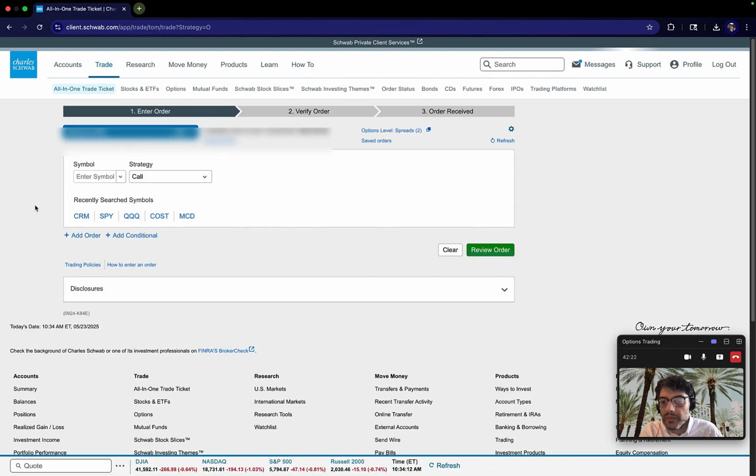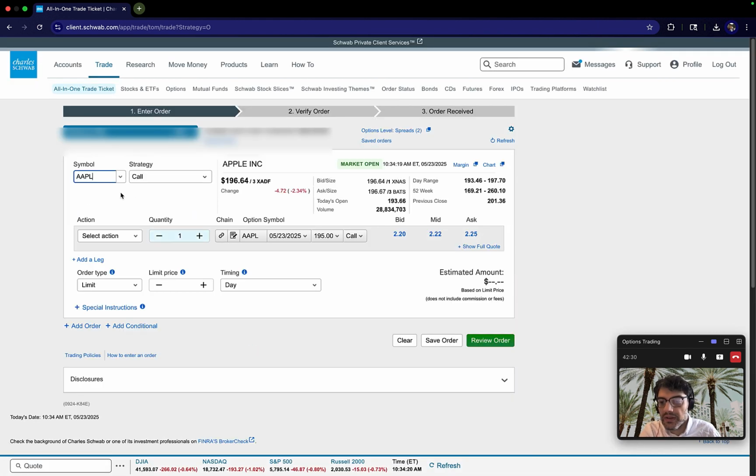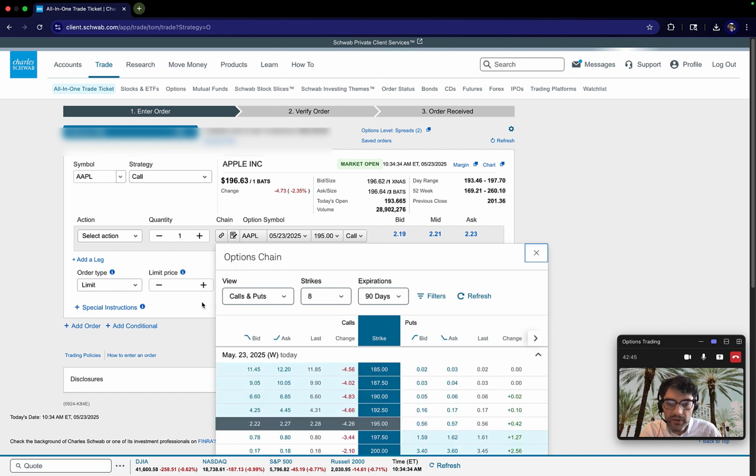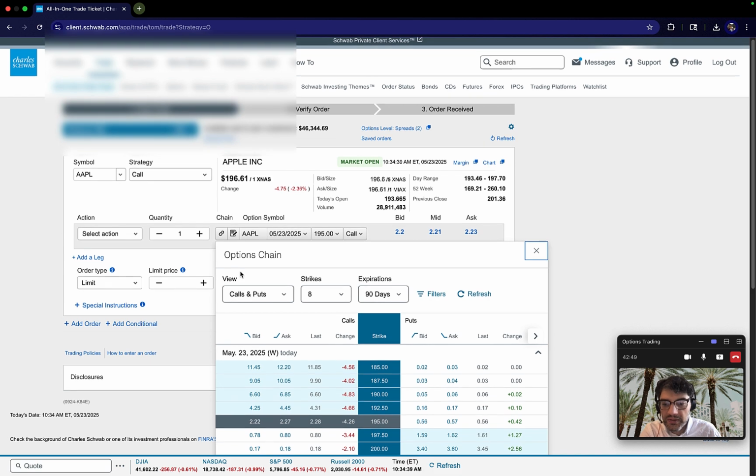Now in here, I put in the symbol that I want. So let's say Apple. Okay, and I'm going to select that. And it fills out this window here. Now we have the option of looking at the options chain, which is kind of hidden on my broker, but really this is how you access it. It's probably one of the most important things.